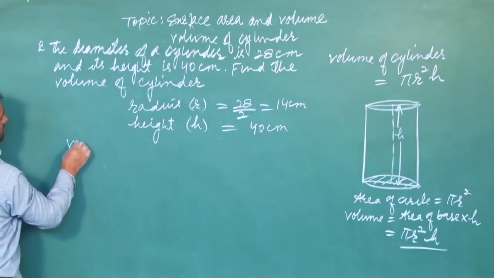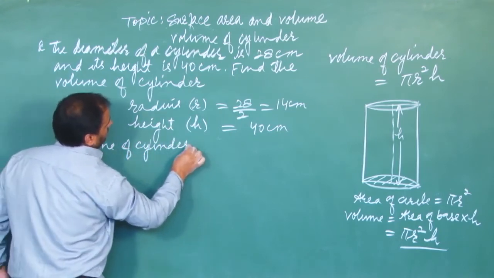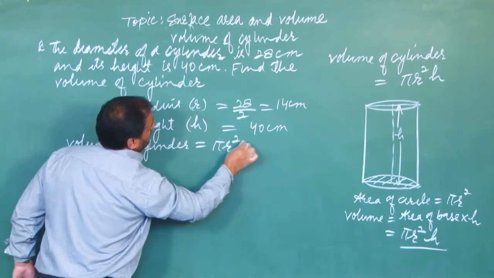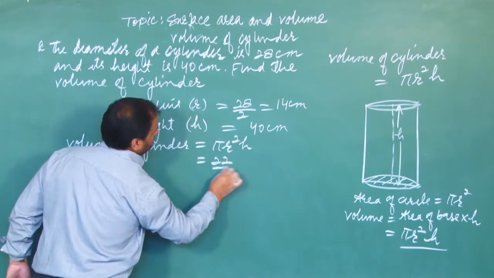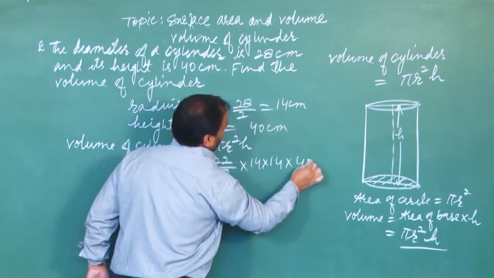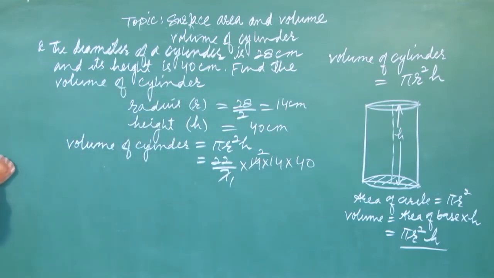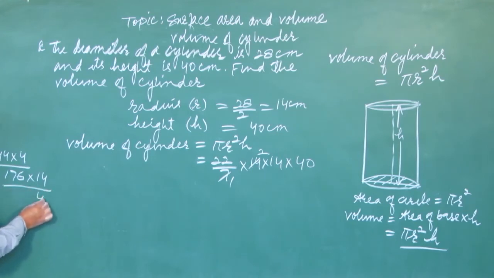Now volume of cylinder is pi r square h, pi as 22 by 7, r square 14 into 14, and h is 40. By cancelling we get 7 into 2. So 44 into 4, it is 176 into 14.